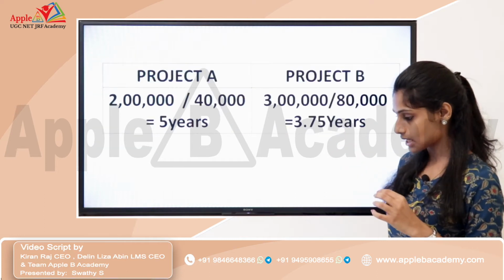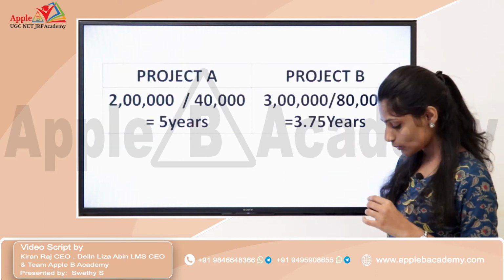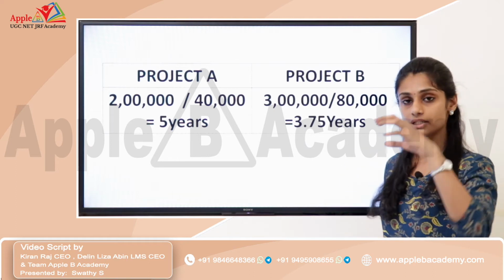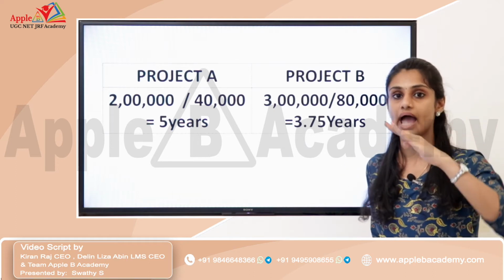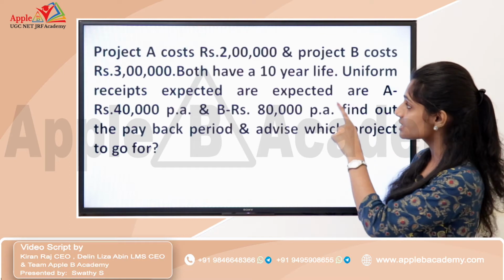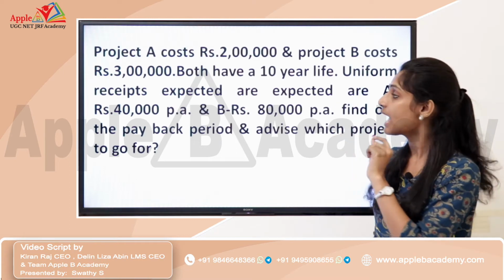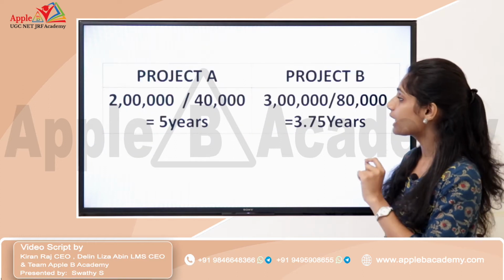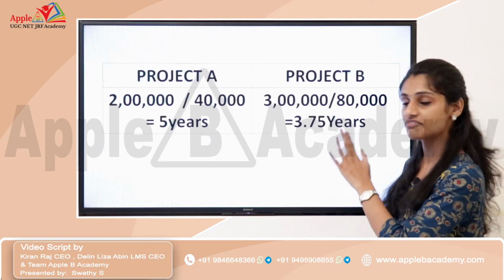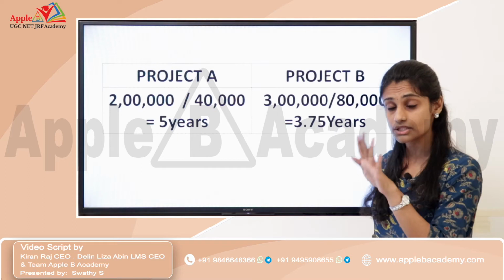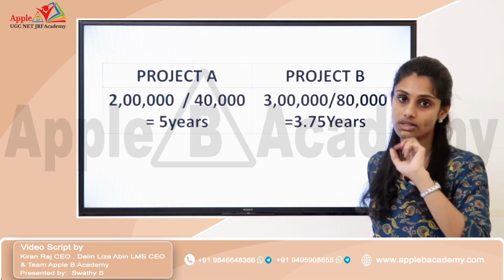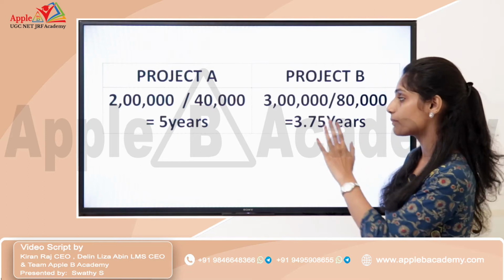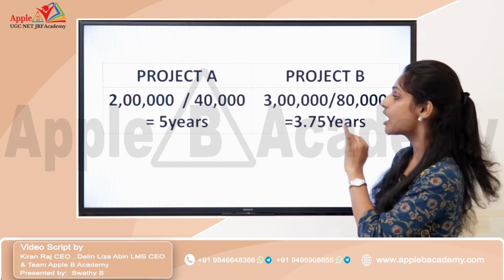How are we using it? See, for project A, how can we calculate? We have the equation: total investment divided by annual cash inflow. For project A, the total investment was 2 lakh, and the annual cash inflow was 40,000. So 2 lakh divided by 40,000, you will get 5 years. That means you need 5 years to get back the amount that you have invested in that particular project. So the payback period for project A is 5 years.